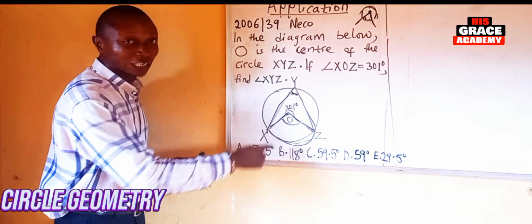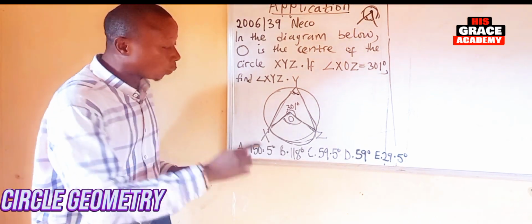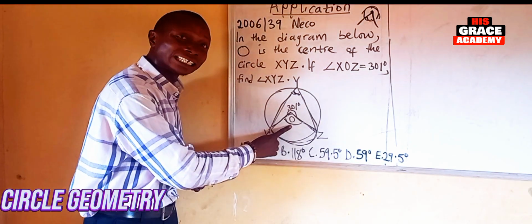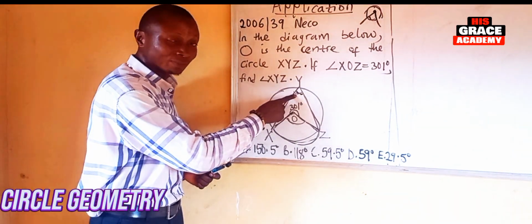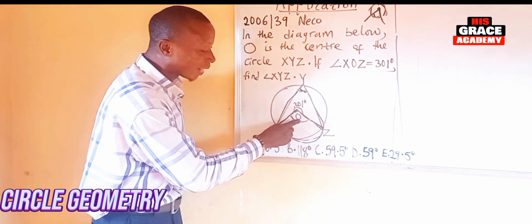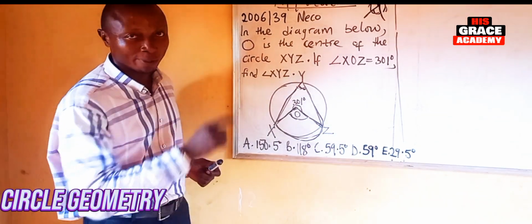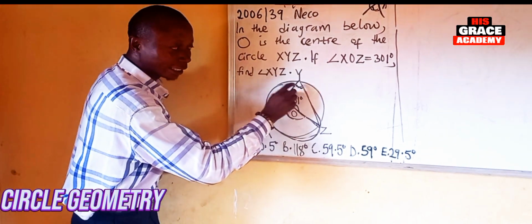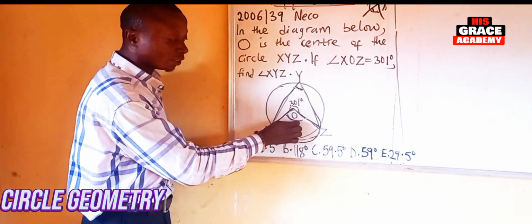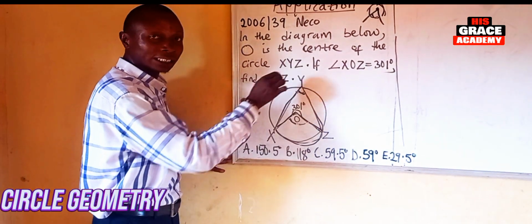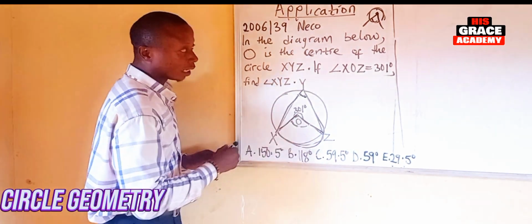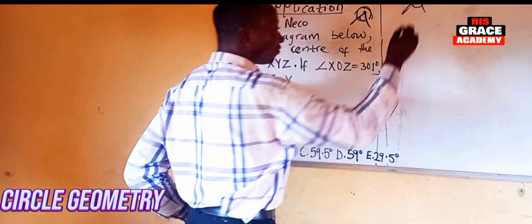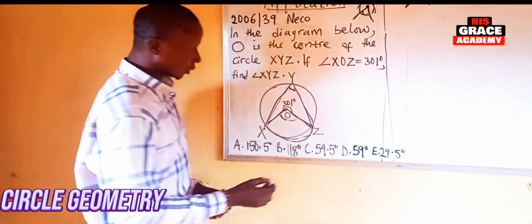Remember the theorem which states that the angle which an arc of the circle sustains at the center is twice that which it sustains at the circumference. So the angle at the center doubles the angle at the circumference. If we know the center, we can easily get the circumference, because half of the center is the circumference. We are given this side as 301 degrees, so we can easily find the other side. Let's do that quickly.